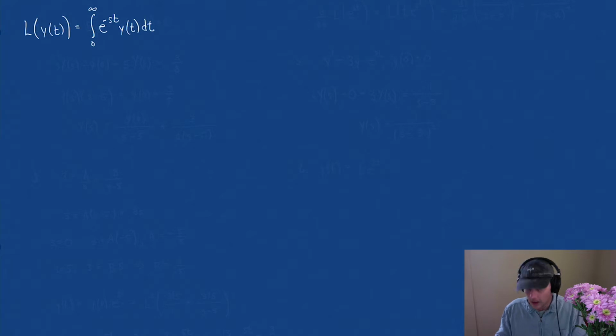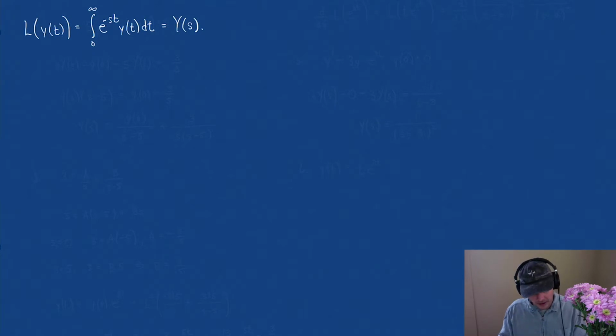So we're just going to remember that the Laplace transform of some function, we'll call this one y of t, is equal to the integral from 0 to infinity of e to the minus st y of t dt. And once you've taken that integral and you evaluate it at those limits, the t is gone. You're left with a function of s, and we call it capital Y of s.